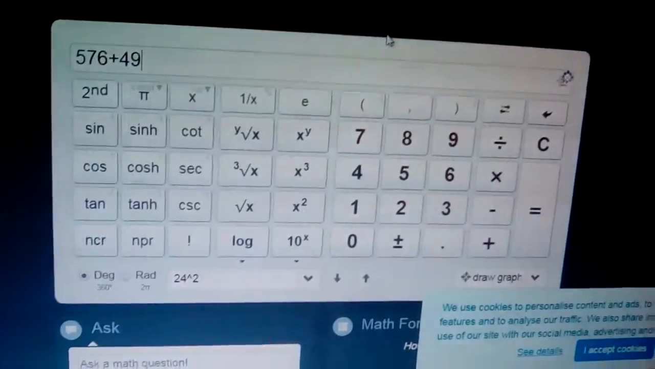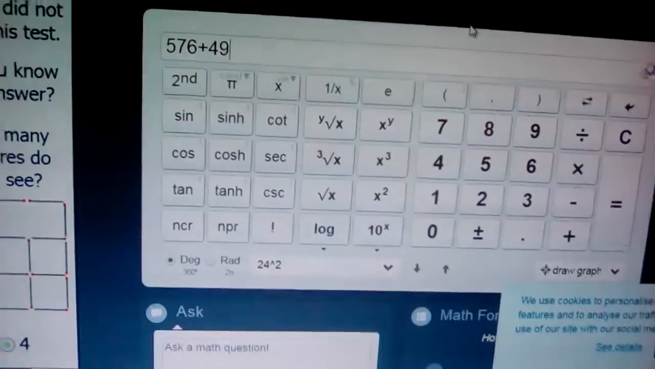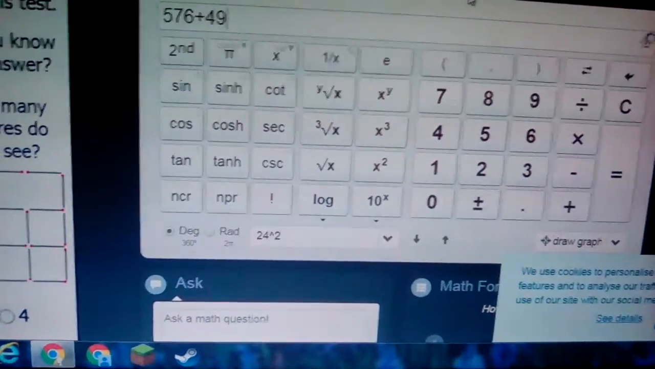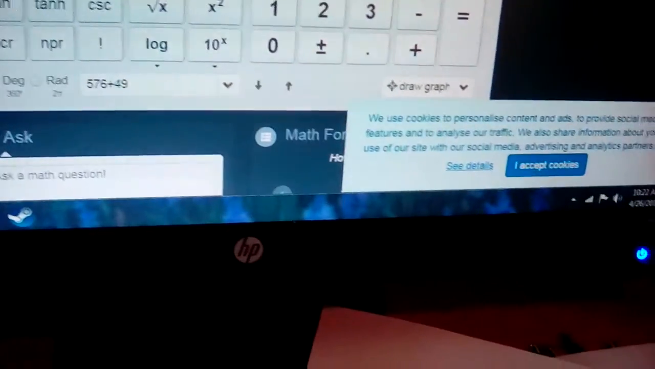So now let's add those together. Plus 49. Thinking some more. Sorry, I have a really slow computer sometimes. I probably could have just done this on paper. 625. All right, so 625 is equal to c squared.